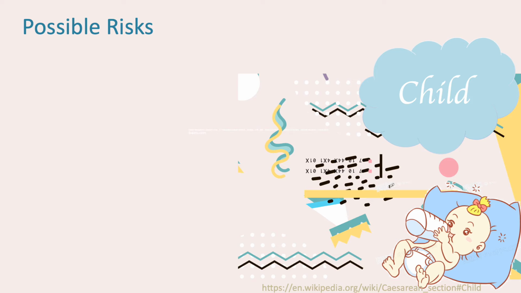Now let's come to the part on the risks for the baby after C-section. There are many possible risks for the child after C-section. I will just give some examples. The first one is wet lung, because the infant is not expelled by the pressure of contractions during labor, so the fluid in the lungs cannot be squeezed out.